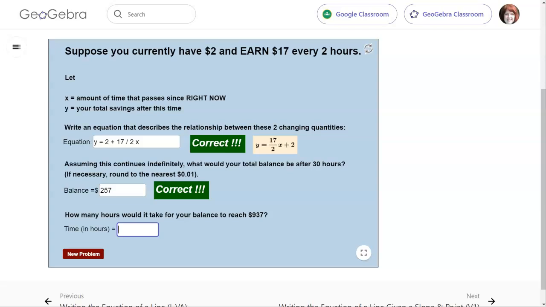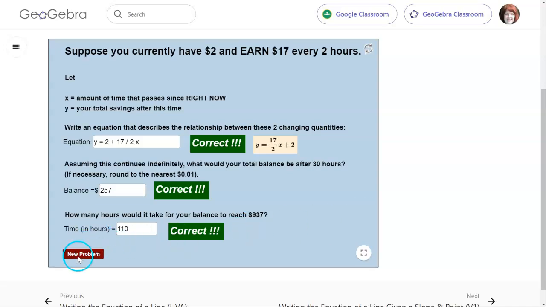So that 937 would be 935. And then I would divide that by 17 halves. So if you're going to divide by a fraction, you definitely want to put it in parentheses. Or they could convert it to a decimal if that's easier. And then they will hit enter, and it will say correct, and it will actually give you the time amount. The time is 110 hours. And so when they're finished with this, they will screen capture that and put that on their slides.